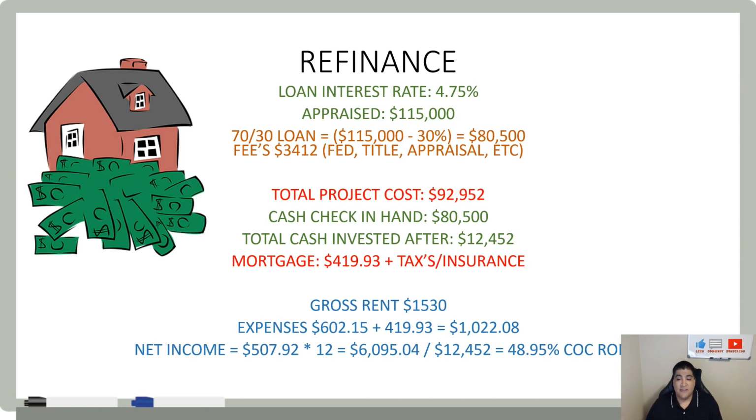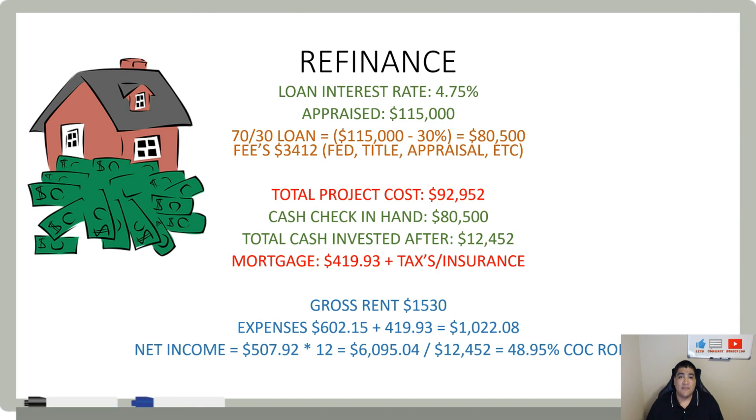So my mortgage was now $419.93 plus the taxes and insurance that I was already paying. My gross rent, again, was $1,530. My expenses were originally $602.15 plus my new mortgage of $419.93. I wrapped my property taxes and insurance into my mortgage, so when I'm paying my mortgage every month, it's about $500 and some dollars, but that is also paying my insurance and my taxes for the year. I no longer have to come out of pocket to pay those on the government website or to my insurance company. Those just come out automatically.